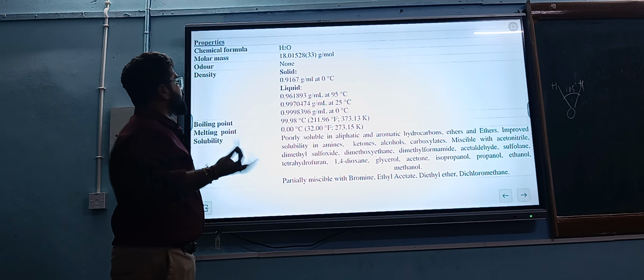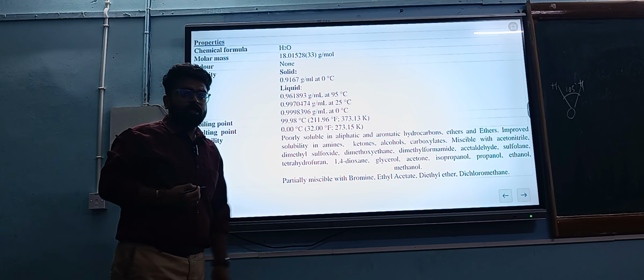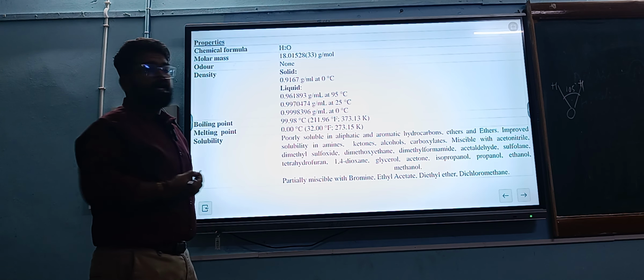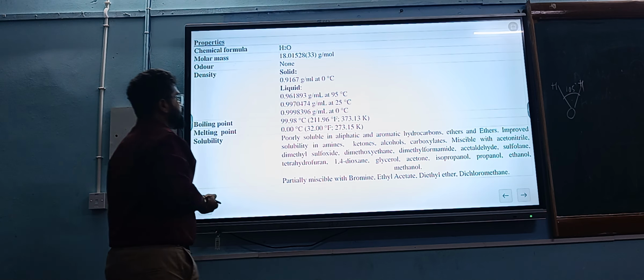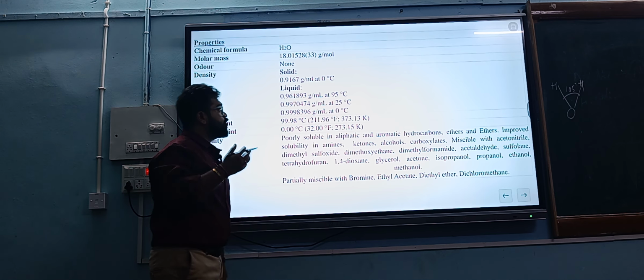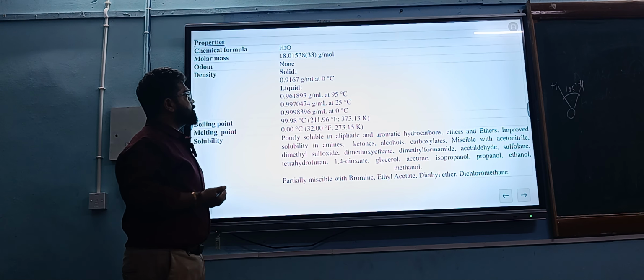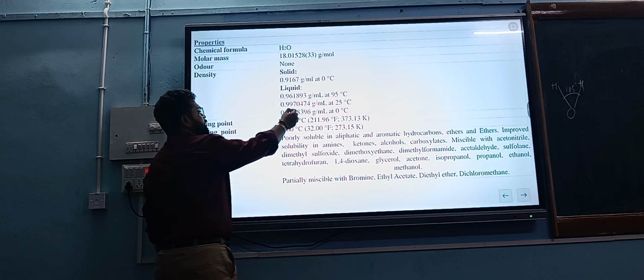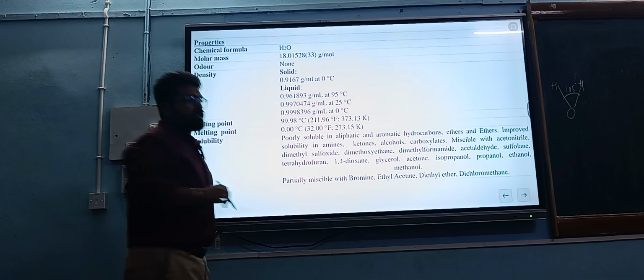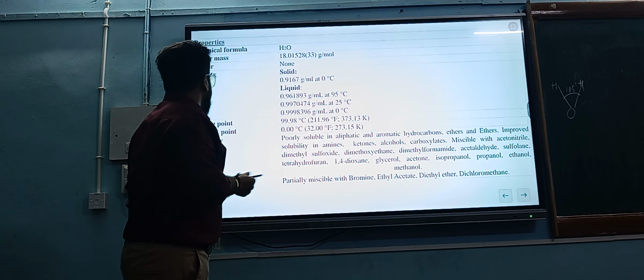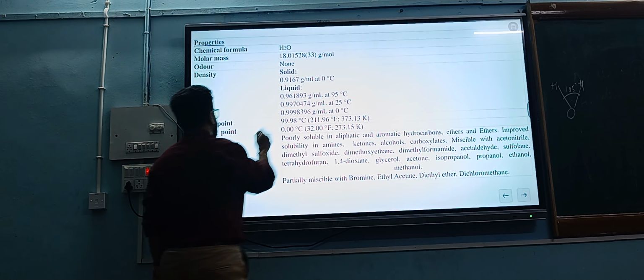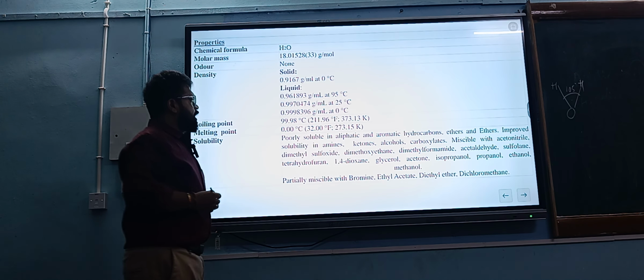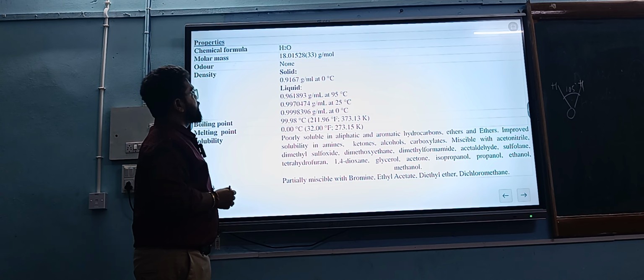The chemical formula is H2O. The molar mass of water is 18.01 gram per mole, and the density of water is maximum at 4 degree centigrade. For the solid, it is 0.916 gram per ml at 0 degree centigrade, and for liquid, it is close to 1. So density of water we call as 1. The boiling point is 100 degree centigrade. The melting point is 0 degree Celsius, that is 0 degree centigrade.